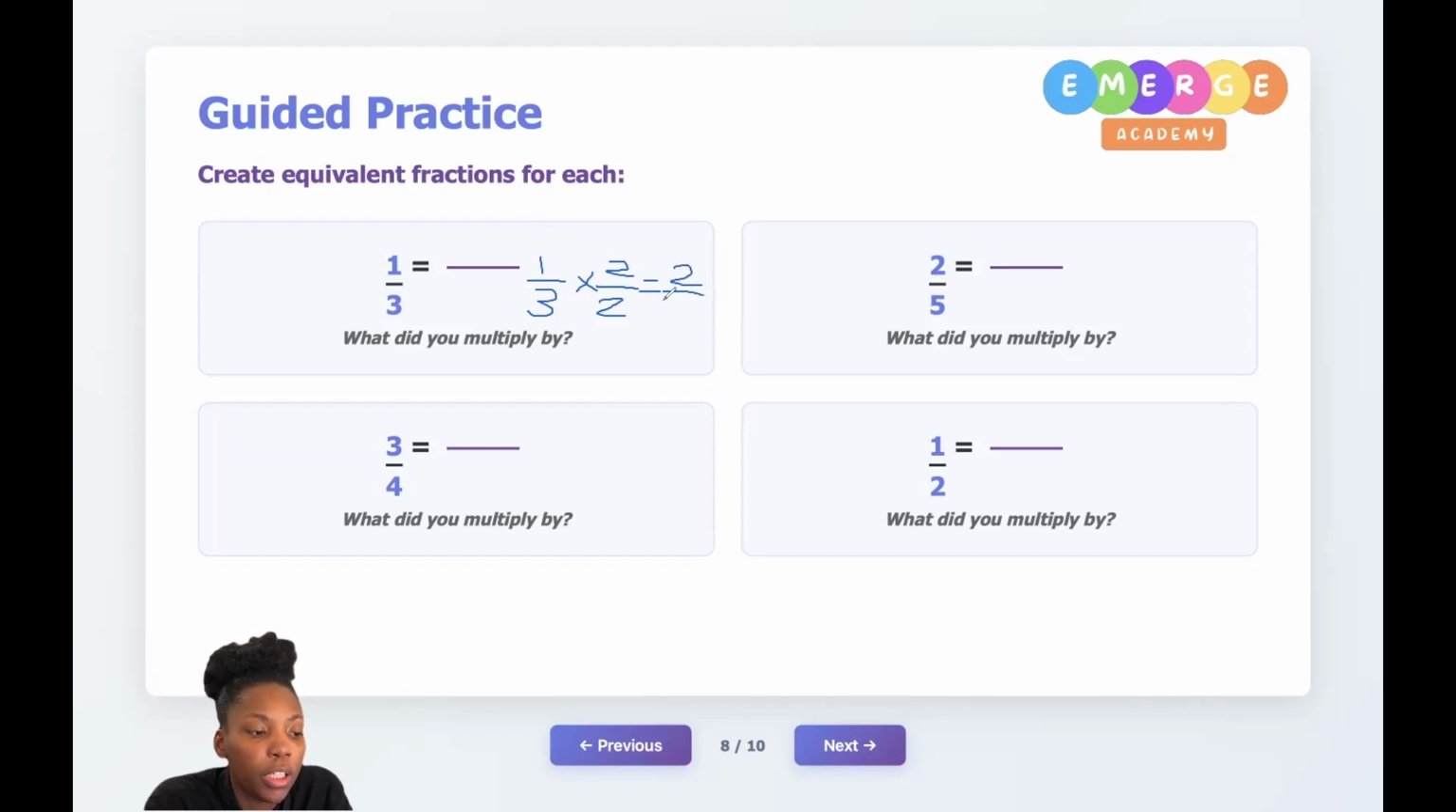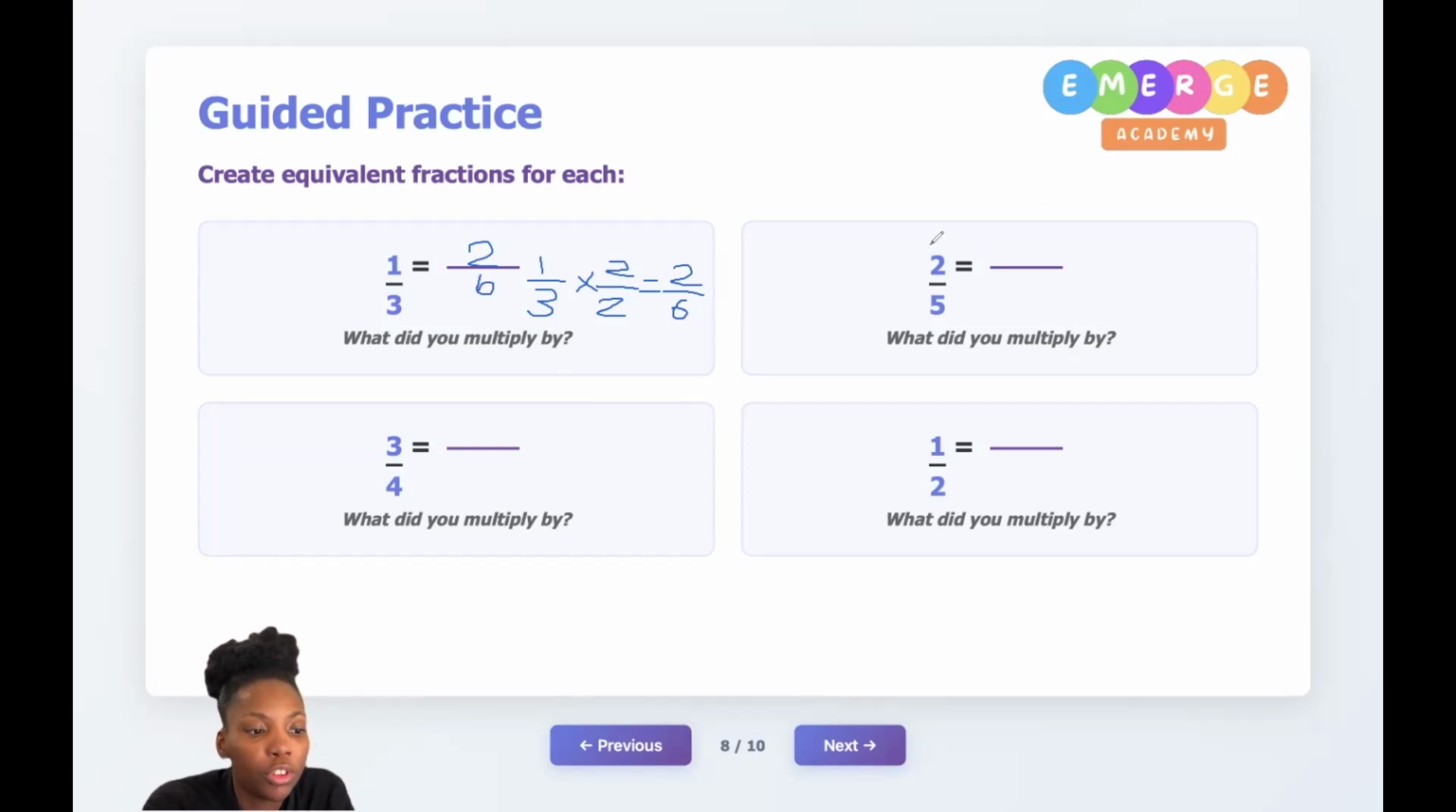3 times 2 equals 6, which means that an equivalent fraction to 1 over 3 is 2 over 6. I hope that made some sense. So let's have a look at the next one.